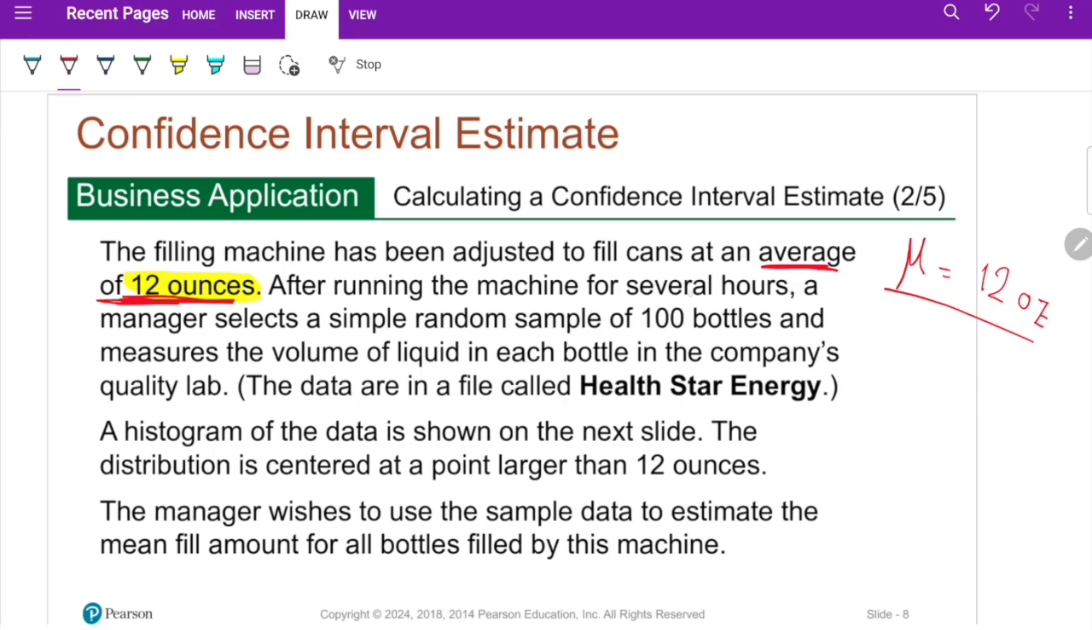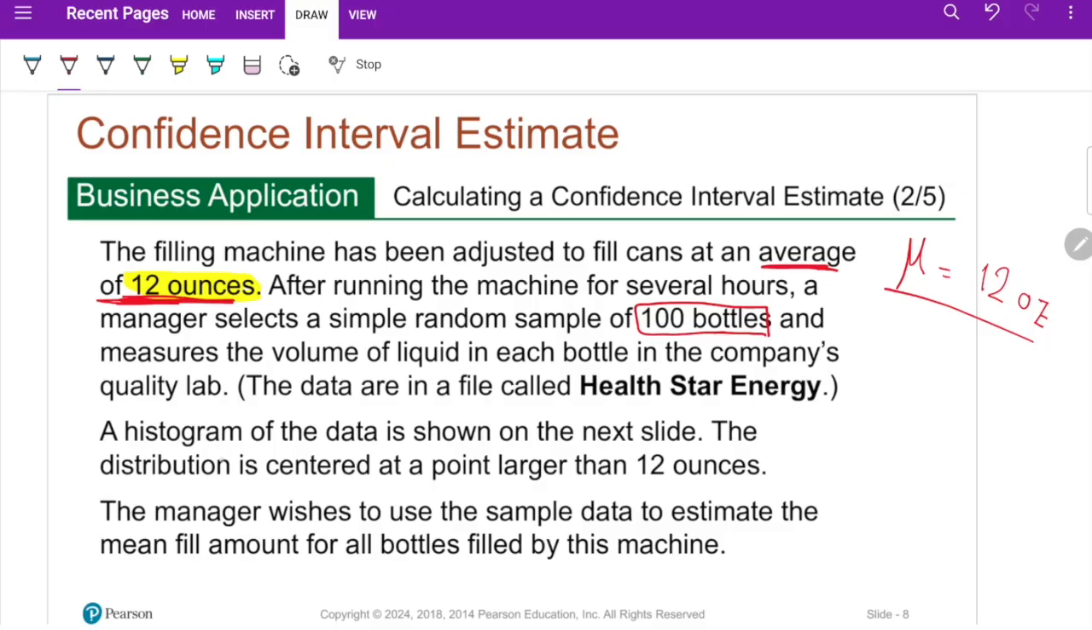After running the machine for several hours, a manager selects a random sample of 100 bottles. Because you can't basically access all of the population, you cannot measure the liquid in each bottle, so that's why we have to take some samples. So the manager took a sample of 100 bottles and measures the volume of the liquid in each bottle in the company's quality lab.